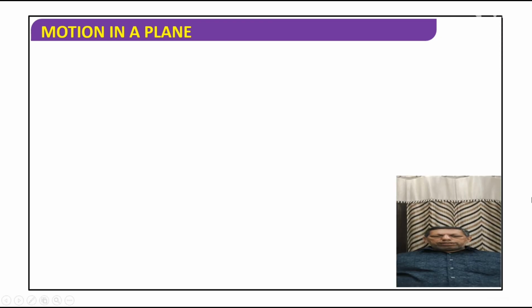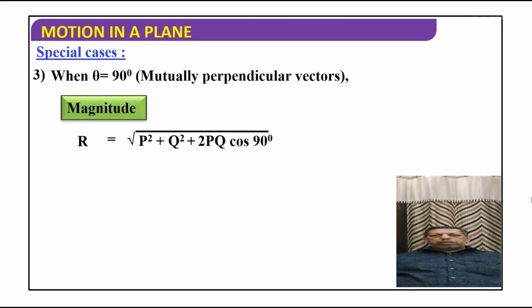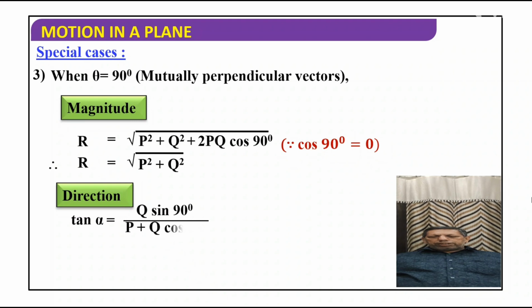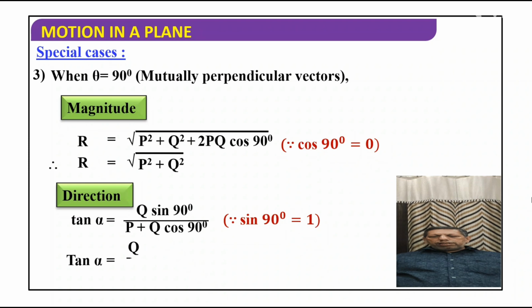Third case is when theta is 90 degrees, meaning mutually perpendicular to each other. First magnitude: R is equal to square root of P square plus Q square plus 2PQ cos of theta. Theta is 90 degrees, cos 90 is 0, and R is equal to square root of P square plus Q square. And direction: tan of alpha is equal to Q sin 90 over P plus Q cos of 90. Cos 90 is 0, sin 90 is 1, the answer is Q upon P.